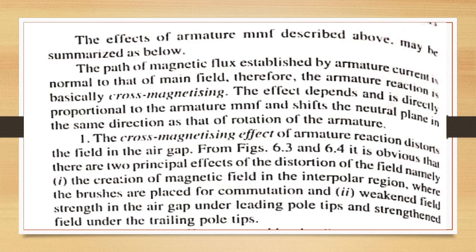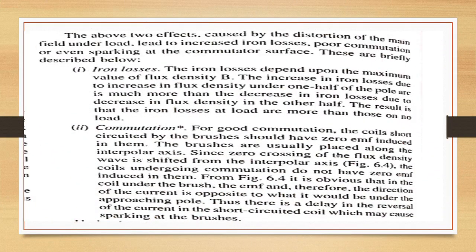Because of this cross magnetizing effect of armature reaction, the field will be distorted in the air gap. There are two principal effects of the distortion of field, namely creation of magnetic field in the interpolar region where the brushes are placed for commutation, and second, weakened field strength in the air gap under leading pole tips and strengthened field under the trailing pole tips. These two effects caused by distortion of the main field under load will lead to increased iron losses, poor commutation or even sparking at the commutator surface. These are briefly described as follows.